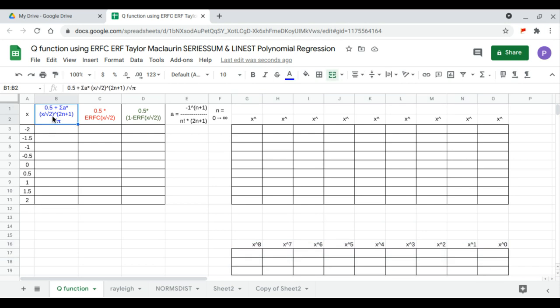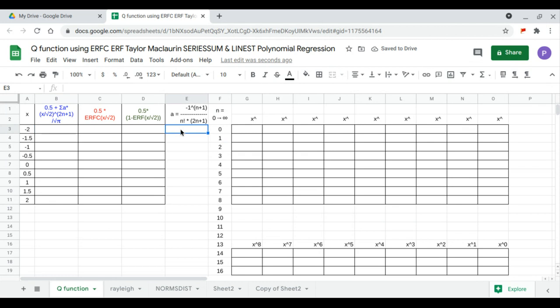We begin with the Taylor-Maclaurin series sum expansion of the Q function, which is equal to 0.5 plus the summation of a times x over square root of 2 raised to the power 2n plus 1 over square root of pi, where a, the coefficient, is equal to negative 1 to the power n plus 1 all over n factorial times the quantity 2n plus 1. And our value of n will be from 0 to infinity. In this case, we can go as far as 16.